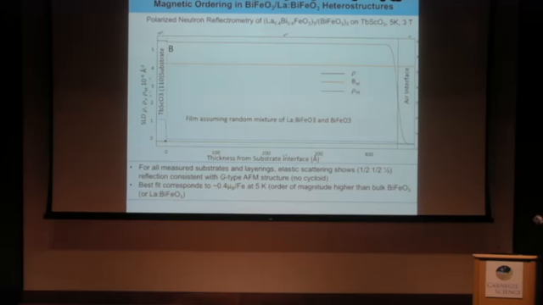This is a nuclear roughness, and the nuclear roughness can be different from the roughness you measure with X-ray, just because of the coherence length of the neutrons and how sensitive we are.